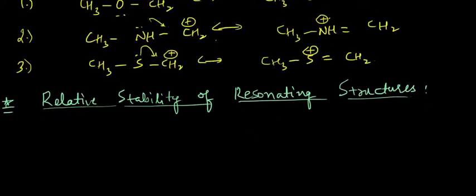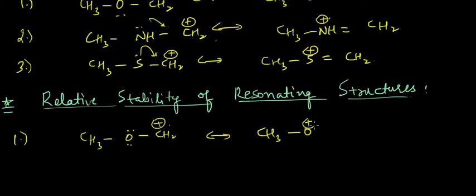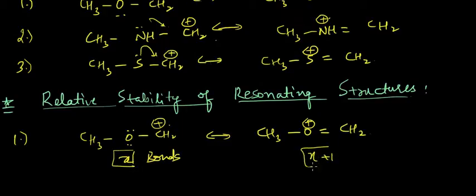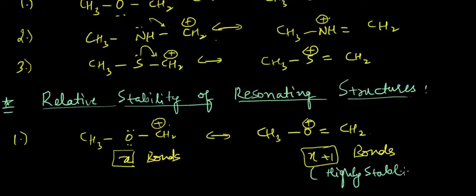So in this, suppose we have a compound like this, and we have its resonating structure. So which of the two compounds is more stable? Suppose this compound has X bonds, then this compound is having X plus 1 bonds. Hence this compound would be more stable, or rather highly stable.